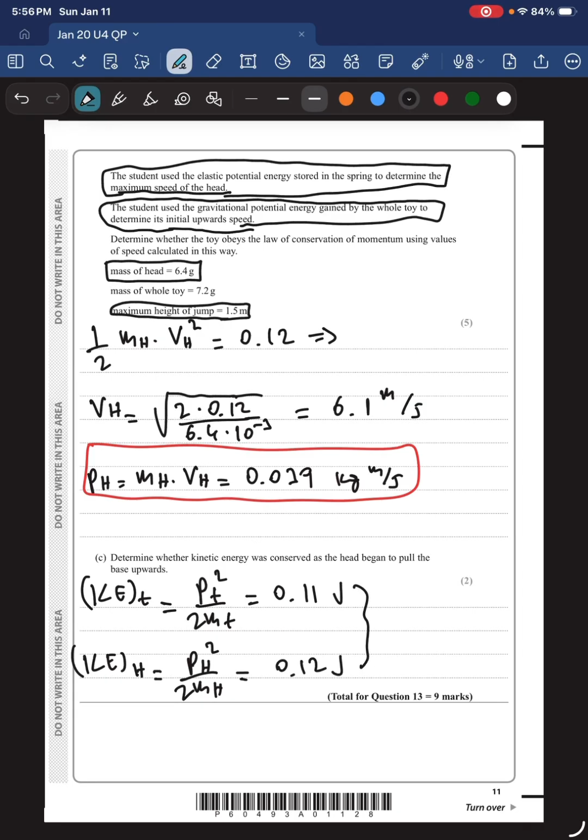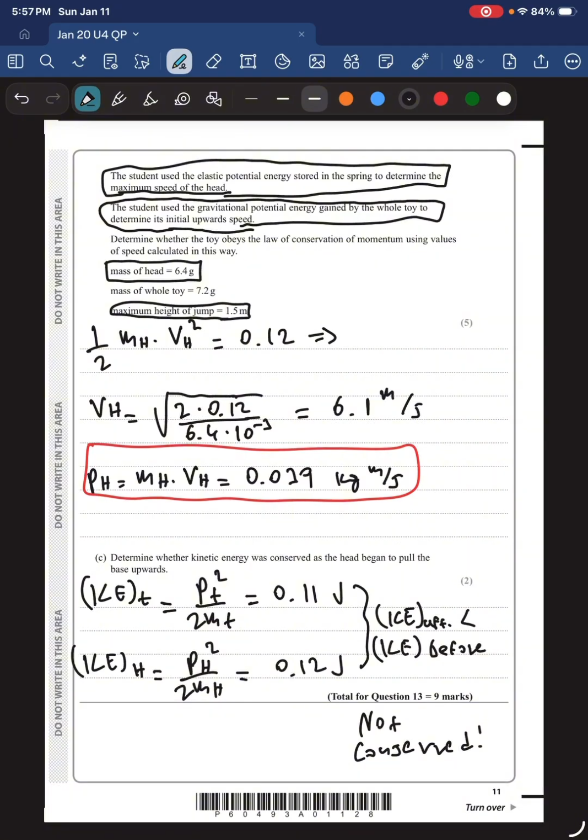So kinetic energy after is less than kinetic energy before, kind of less. I mean, it's kind of conserved almost, okay? But the mark scheme states that this is not conserved.